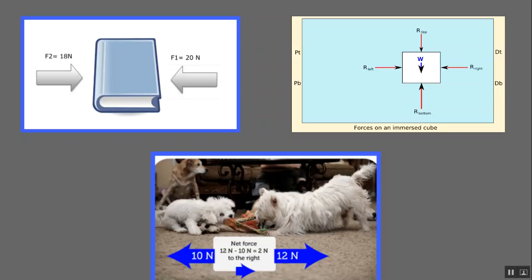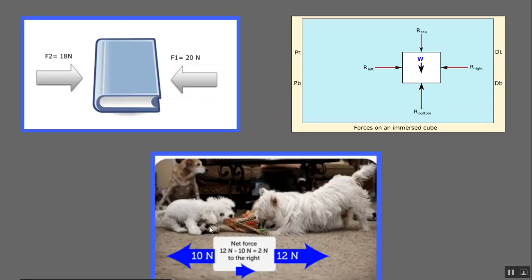So we have a few pictures here. The first one in the upper right-hand corner, you'll see a cube or like an ice cube, but you can picture that immersed in something like water. And you can see right now that we've got forces that are acting on this cube in all directions. And right now, these forces seem to be pretty balanced. So there is a chance that our net force might be zero. They might cancel all of them out, and they might stay in the same place.